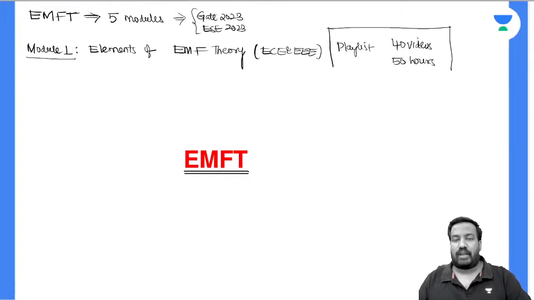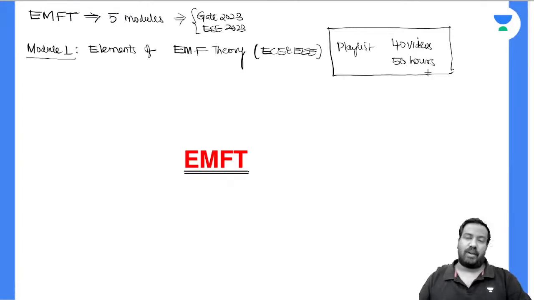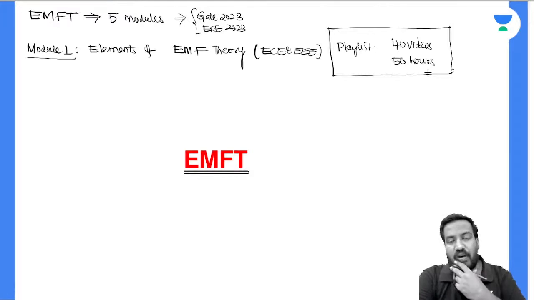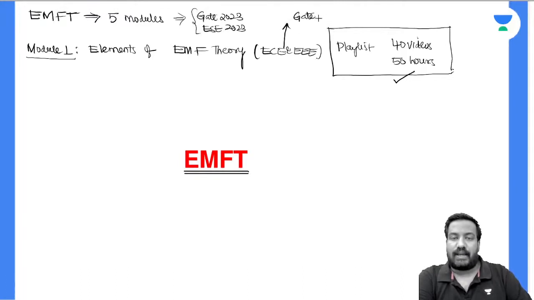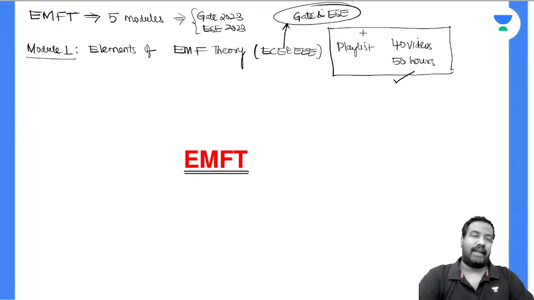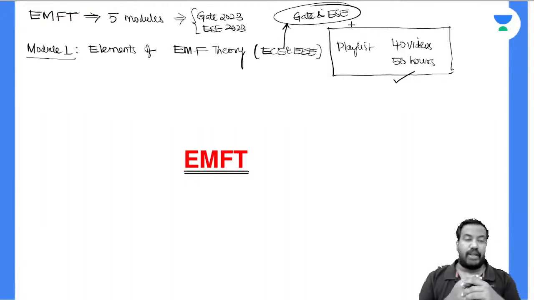50 hours is very huge content here, because generally for elements of EMF theory, the maximum content available on any YouTube channel is around 8 to 10 hours. Against that, we have some 5-fold or 6-fold more content on our channel. Very easily, with this much content, both EC and electrical people can prepare for GATE and ESE. And I can say this is the best content available for you on any YouTube channel.